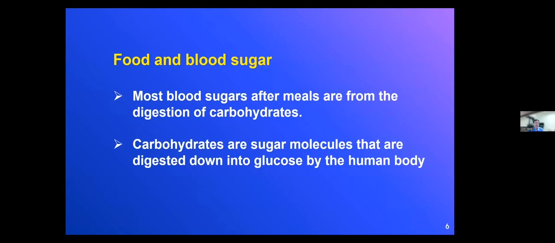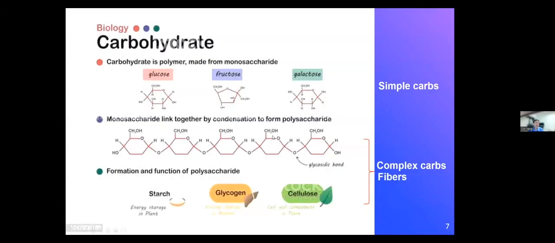After you eat the carbohydrates, they are digested in your digestive system and absorbed into your circulation and become glucose. So for carbohydrates, we have what is called simple carbs. You can see it includes glucose, fructose, and galactose. You can see they are all very small molecules.